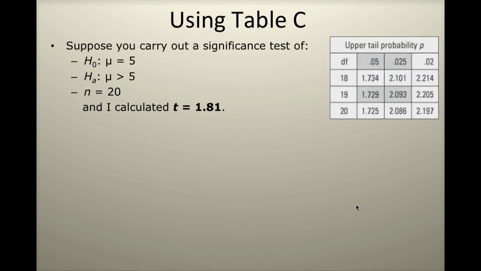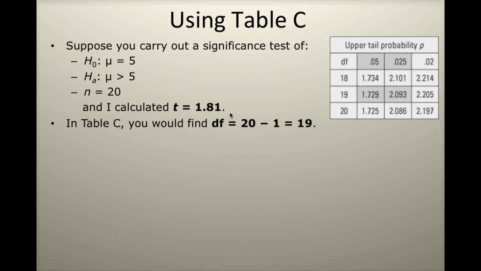Now a little reminder on how to use Table C. Table C can be found in the back of your textbook. Now let's pretend we've started with this problem. We are hypothesizing that mu is equal to 5, and our alternative is that mu is greater than 5. Now assume we already know we have a sample size of 20, and that I just used that previous formula to calculate a test statistic of 1.81.